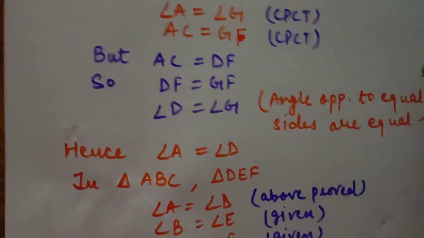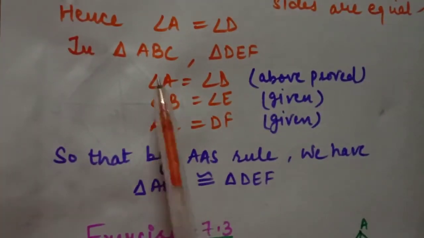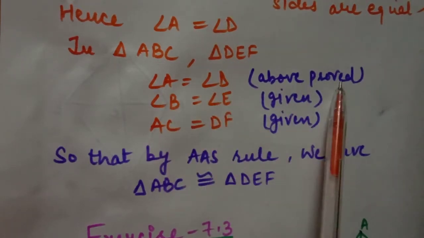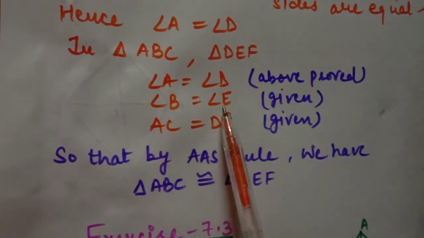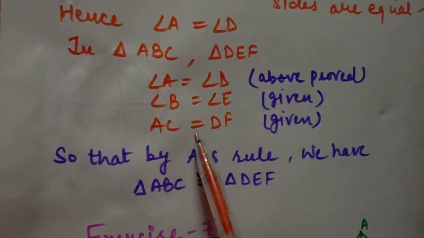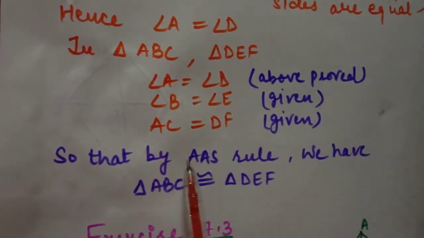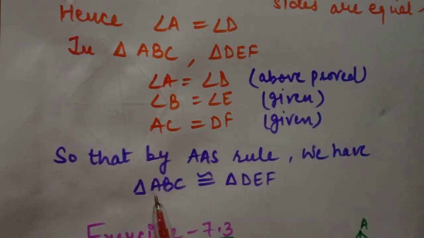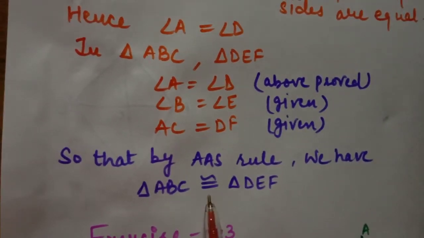So in triangles ABC and DEF, angle A is equal to angle D, proved above. Angle B and angle E are also equal, given. AC is equal to DF, given. So by the AAS rule, we have triangle ABC and triangle DEF congruent to each other.